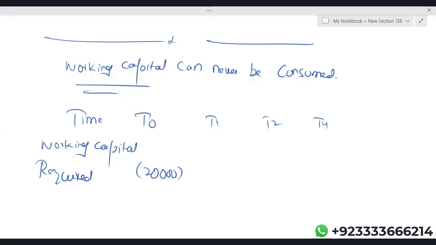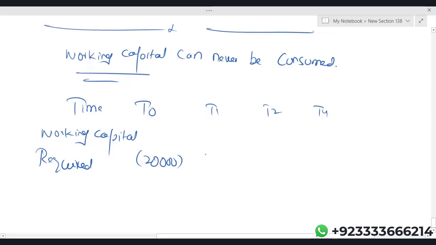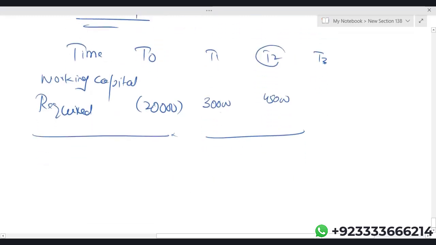Okay, now keep listening. Here actually we need 30. Let's say the examiner says at the start of T4, we need working capital of 45. When the examiner says at the start of T2, we'll show that at the end of T1. When the examiner says at the start of, let's say, T3, then we'll take it at the end of T2. Now, obviously, when we solve the question, we will always work on incremental working capital.